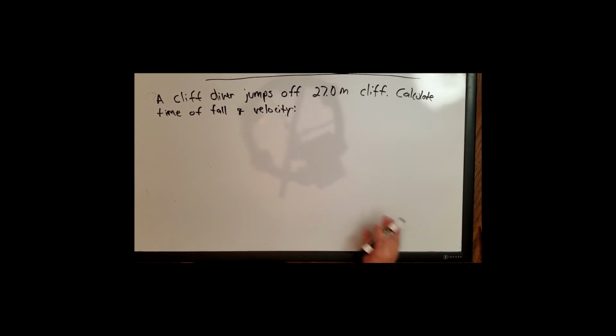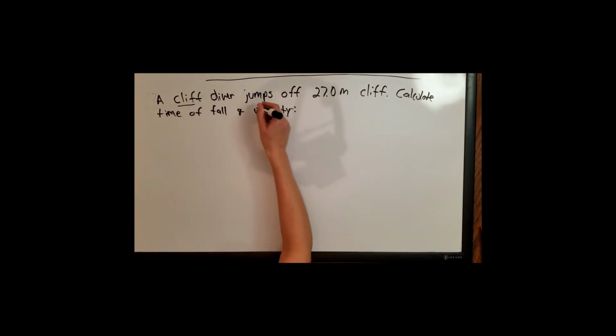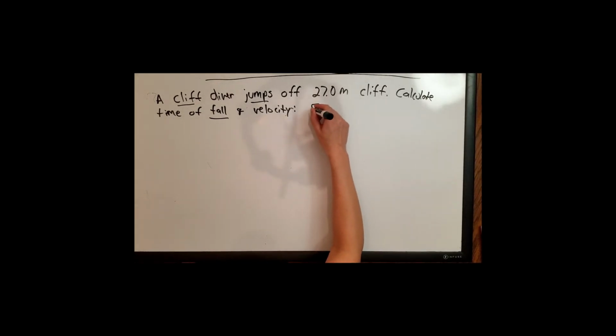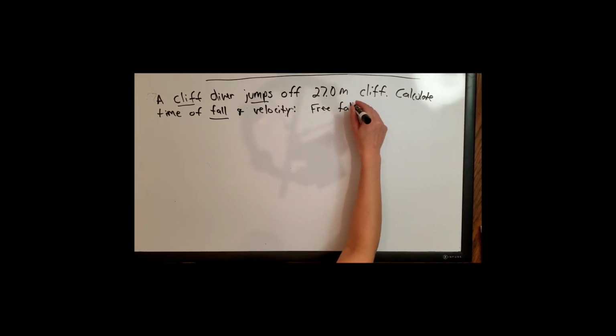So the first problem is a cliff diver jumps off a 27-meter cliff. Calculate the time of fall and the velocity. You need to be able to figure out what type of problem you have in order to move forward, right? When we did the zero initial velocity and non-zero initial velocity problems, we used clues in the word problem to figure it out. This one has a cliff, a jumper, and they're falling. Those are all clues that tell me this is going to be a free fall problem.